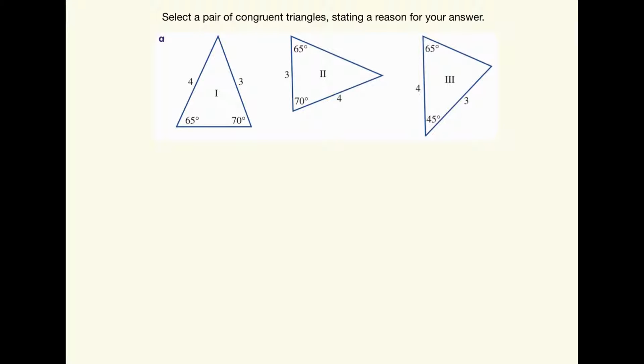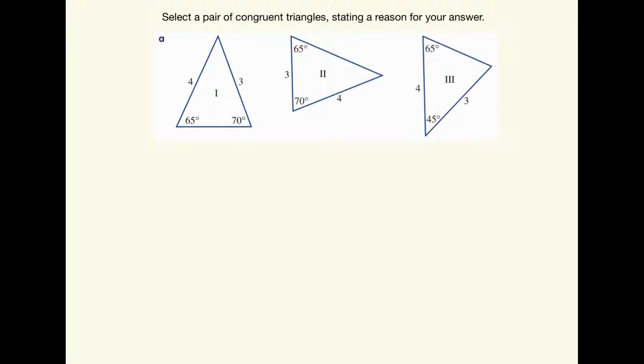Let's use our knowledge of the 4 criteria for congruence of triangles in this example. The question reads, select a pair of congruent triangles, stating a reason for your answer. Out of the 3 triangles, there are 2 triangles which are congruent and 1 which is not. The first thing you want to do is try and determine which of those 2 are congruent, and then from there, we're going to have to state a reason.